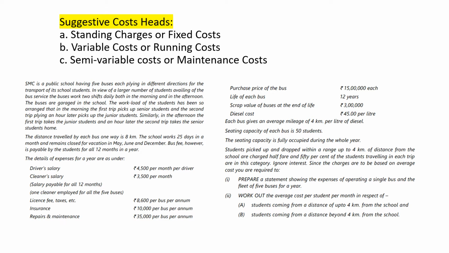SMC is a public school having 5 buses each plying in different directions for the transport of its school students. In view of the large number of students availing of the bus service, the buses work 2 shifts daily, both in the morning and in the afternoon. So you have to read very carefully each and every line, otherwise your calculations will go wrong. See, they are saying 2 shifts daily, both in the morning and in the afternoon. That means morning 2 shifts and afternoon 2 shifts. The buses run in 2 shifts.